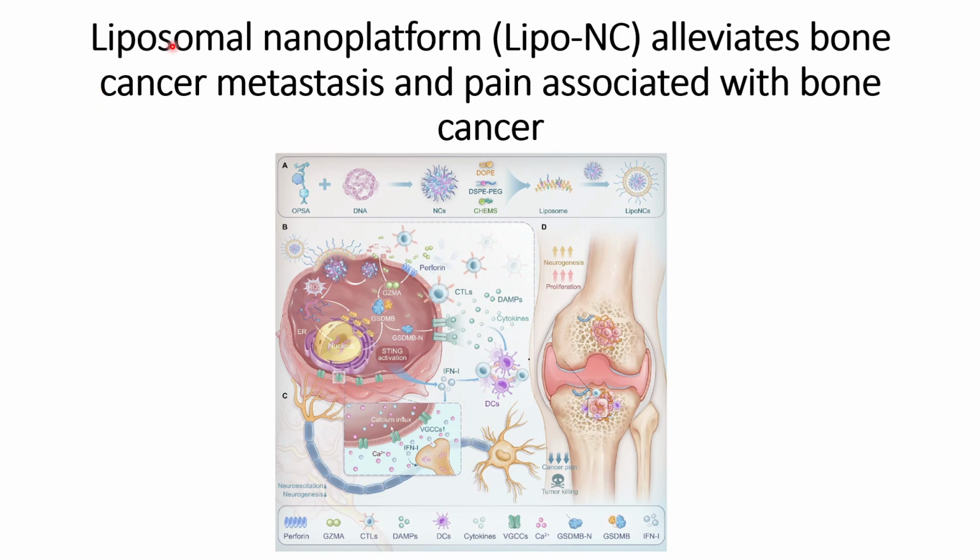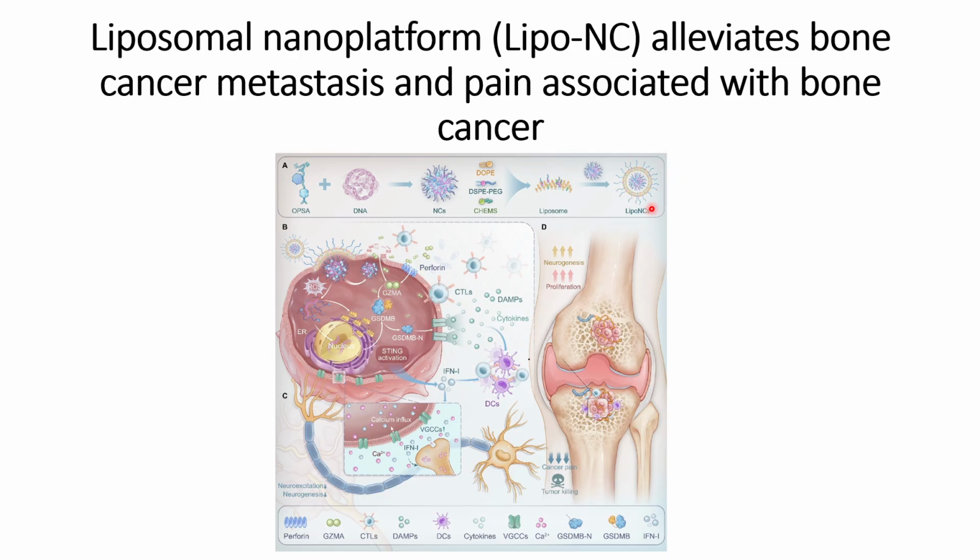In this video, we will discuss the liposomal nanoplatform that can alleviate bone cancer metastasis and, at the same time, the pain associated with it. The idea is that they took the oxidation-responsive derivative and mixed it with plasmid DNA, which has the gene of interest such as a STING agonist and other things to trigger pyroptosis, and then formed a nanocomplex. This nanocomplex was later integrated with the liposome to form the liposomal nanoplatform.